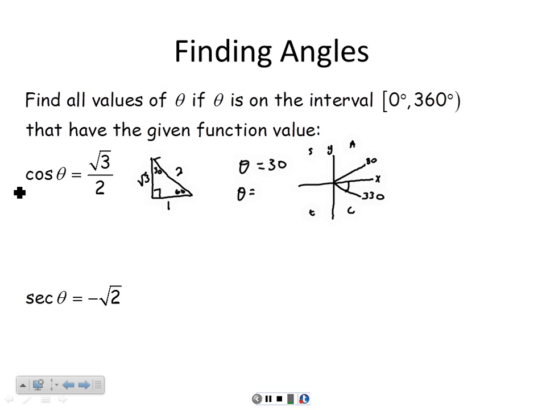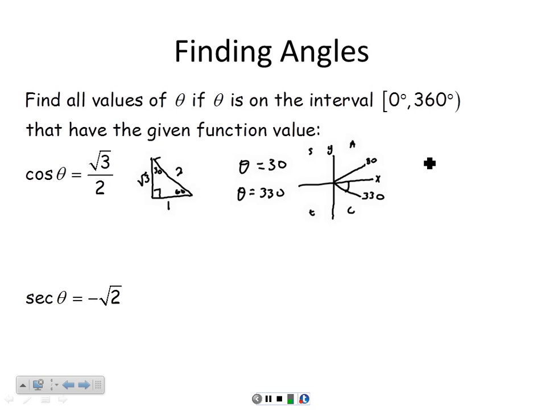So there is another one that has a cosine that's positive, and we know that because of those reference angles. So make sure you're aware of all positive cosines that have a value of square root of 3 over 2, and that's going to be your 30 degrees and another angle that has a reference angle of 30 degrees, which is 330.